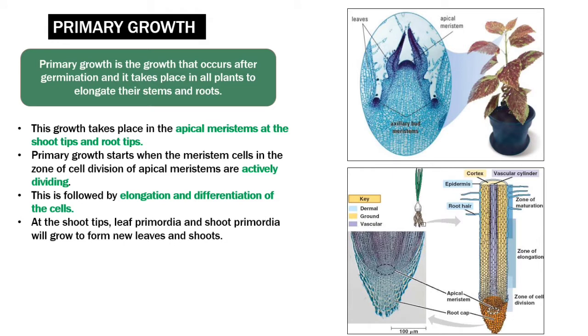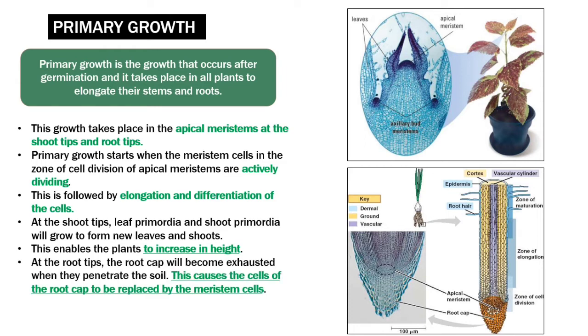At the shoot tip, leaf primordia and shoot primordia will grow to form new leaves and shoots. This enables the plant to increase in height. At the root tips, the root cap will be worn away when they penetrate the soil. This causes the cells of the root cap to be replaced by the meristematic cells. So, the primary growth functions to increase in height.